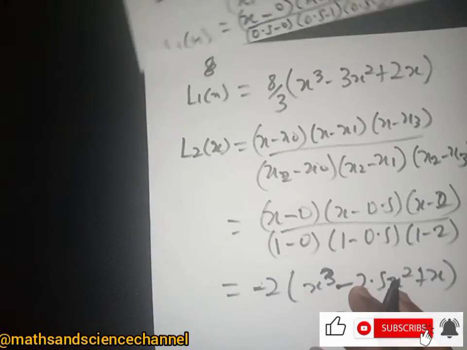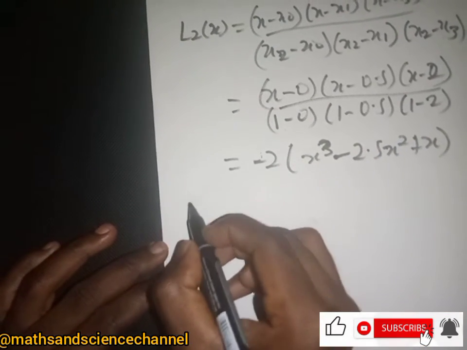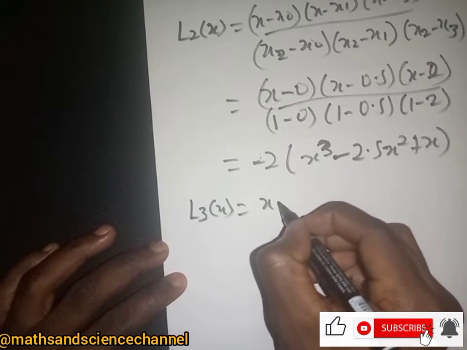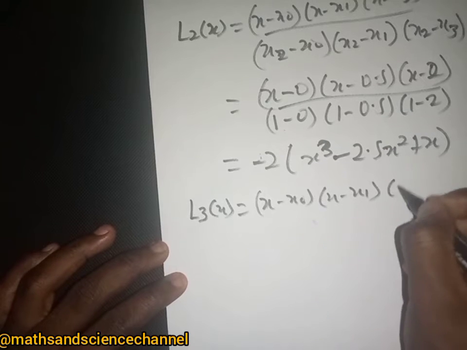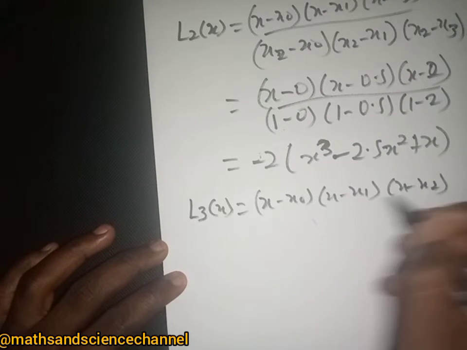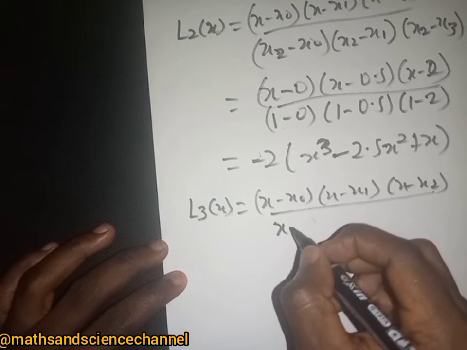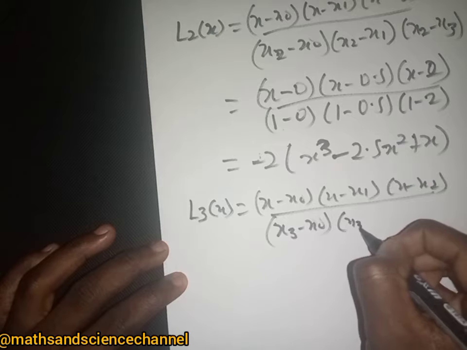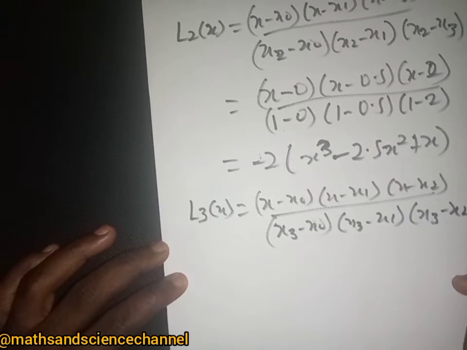So from here we can also compute l3 of x. l3 of x is just going to be x minus x0, then x minus x1, then x minus x2, being divided by x3 minus x0, then also x3 minus x1, then x3 minus x2.